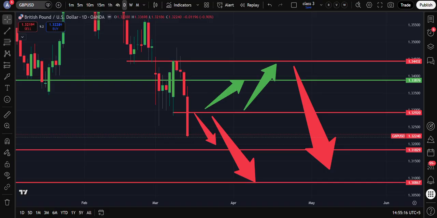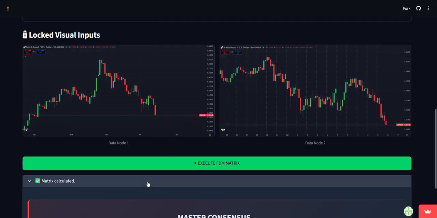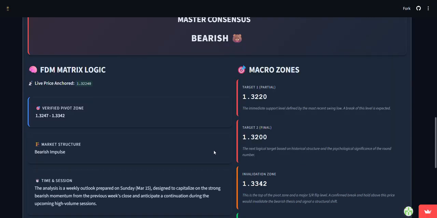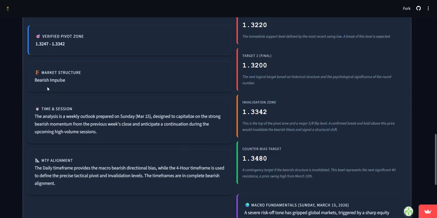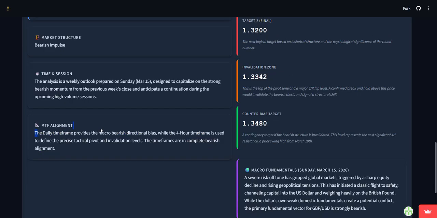So let's get back to the AI. This is a bearish impulse. The zone is 1.3247 to 1.3342. This analysis is a weekly outlook prepared on Sunday, designed to capitalize on the strong bearish momentum from the previous week's close and anticipate a continuation during the upcoming high volume sessions. The daily time frame provides the macro bearish directional bias, while the 4H is used to define precise tactical pivot and validation levels. Time frames are in complete bearish alignment.